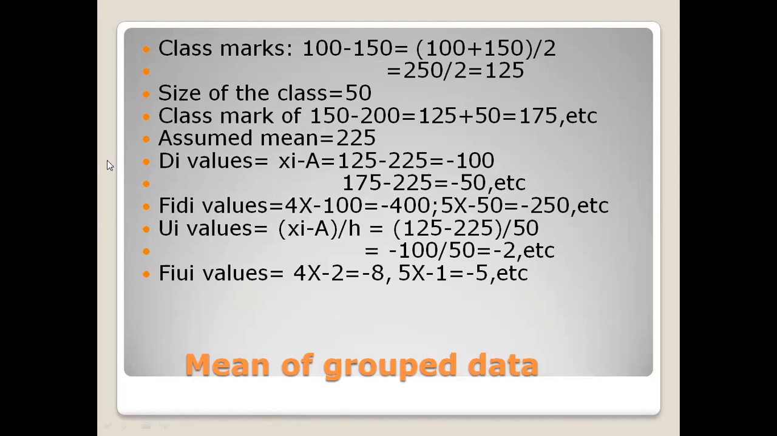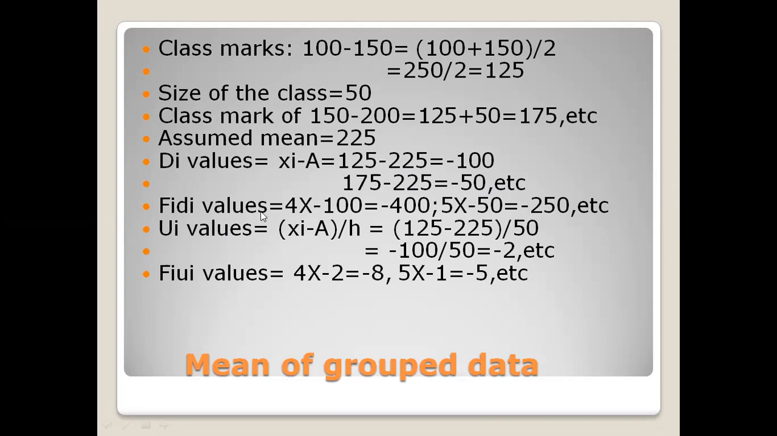So assumed mean here is 225. 225 is the assumed mean. Now, how to find Di values? Di formula is Xi minus A. That is 125 minus 225. That is equal to minus 100. Next, second Di value is second class mark 175 minus assumed mean 225. That is minus 50, etc. Like this you have to find out the remaining also.